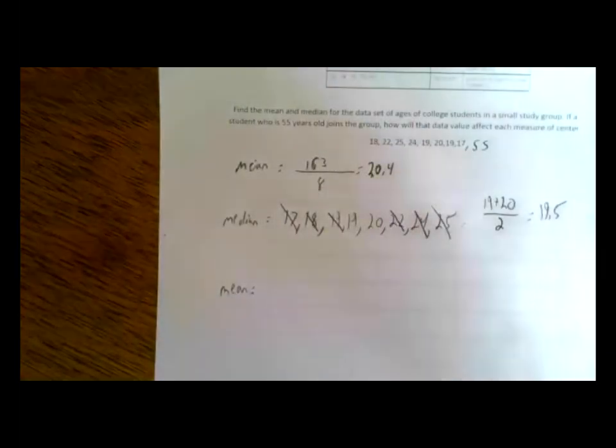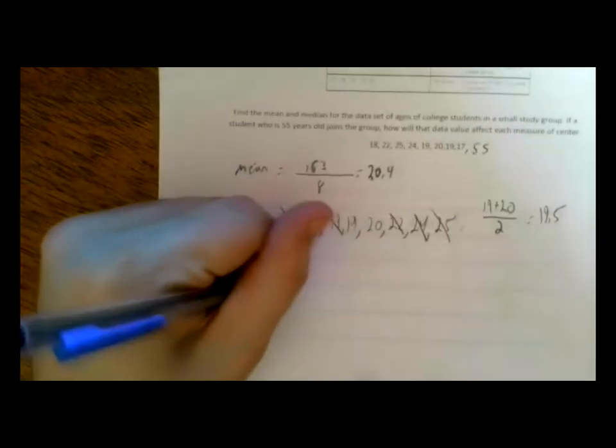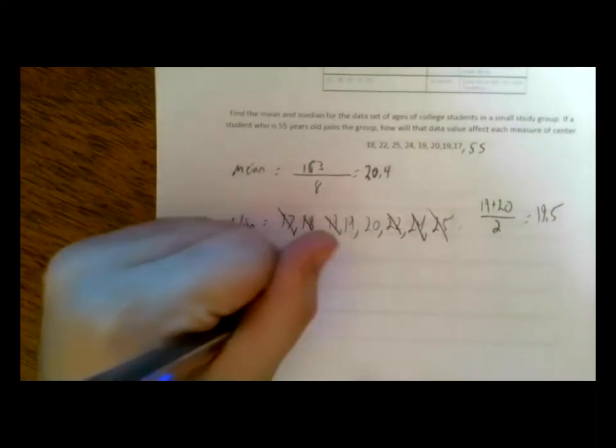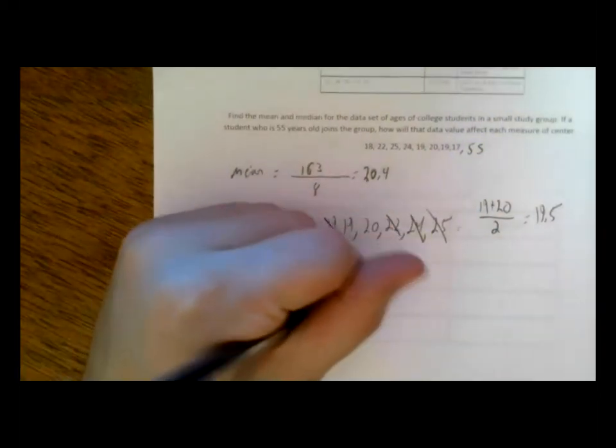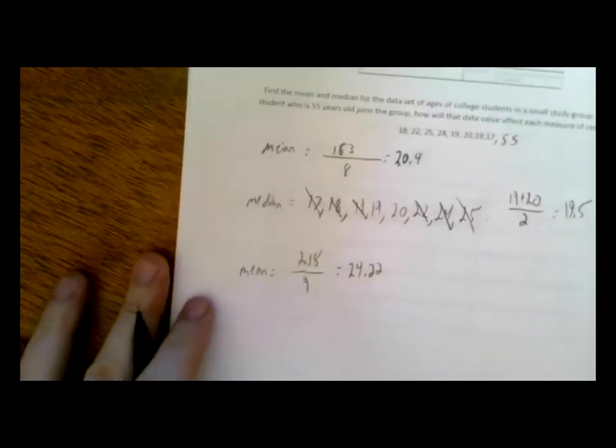So our new mean is 163 plus 55. So we get 218 over 9. So we get about 24.22 there. Okay, so that's our mean.